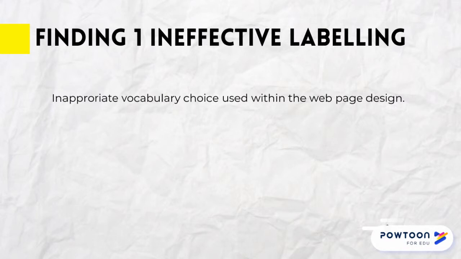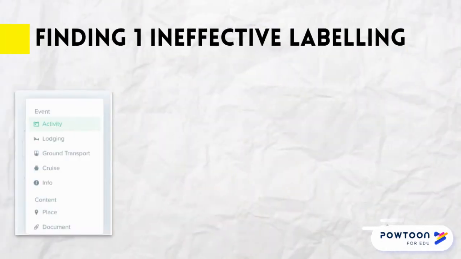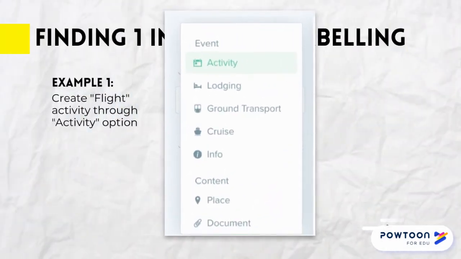The most frequent flaw that we've found throughout the process of testing is inappropriate vocabulary choice used within the web page design. As the participants attempted to complete Task 2, which involves creating a flight activity in the library page, many individuals were expecting flight as one of the options available in the new library item functionality. It is very logical, as ground transportation and cruise are visible, depicted in the picture.